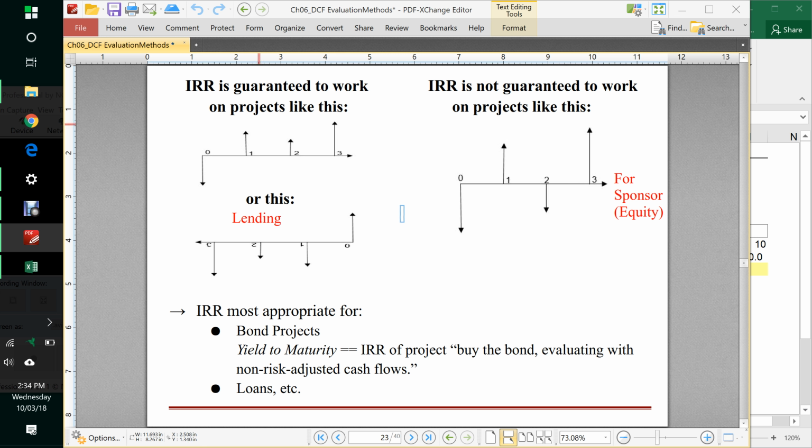So because there are so many lending projects that look like this, most lenders and issuers of bonds are going to use the IRR. And in the bond world, whenever somebody's talking about yield to maturity, all they're talking about is the IRR of the project represented by the bond.